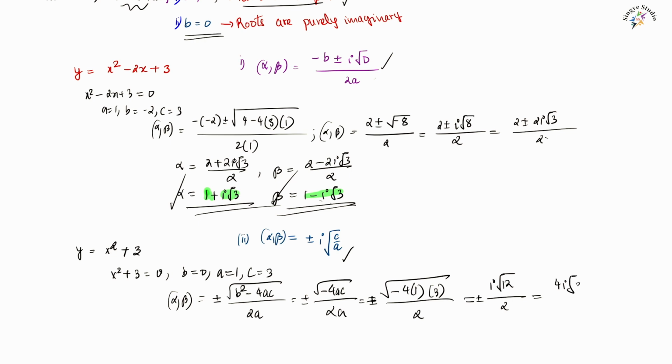Divided by 2, it can be 4i root of 3 upon 2, and it will be plus or minus 2i root of 3. So if you see very carefully, this alpha and beta are purely imaginary, which means our real part is 0, right? So this is the case when b equals 0, but this b squared minus 4ac, the discriminant, is less than 0. So the roots will be completely imaginary.